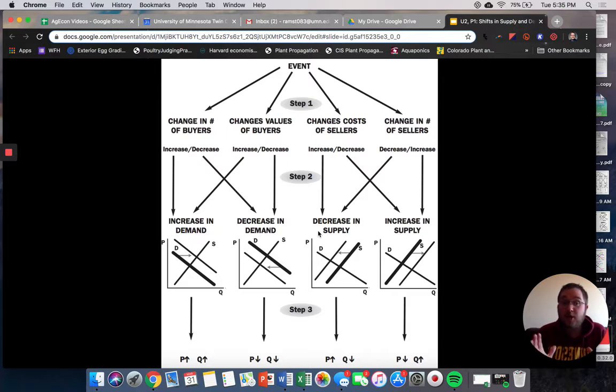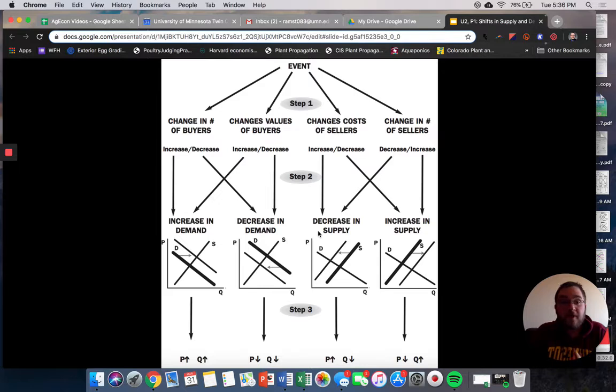Okay, there's a lot here. I would recommend you pausing this or taking a picture of it with your camera, your iPhone, whatever you got, or going back to this during the practice problems if you want. This is kind of how this chart works. At the very beginning, we have an event. That is the scenario we give you, okay? So let's say, for example, we're in the corn market and there is a drought, okay?